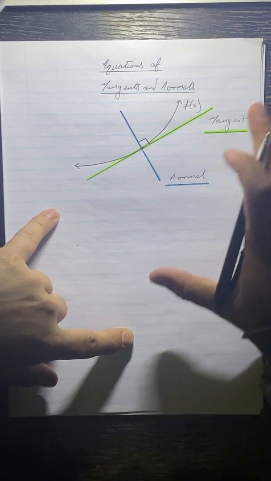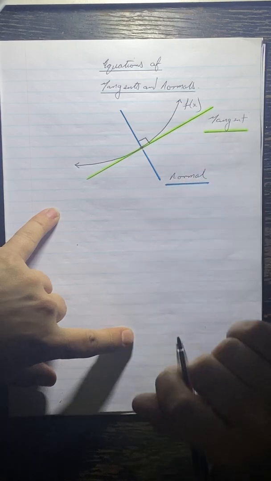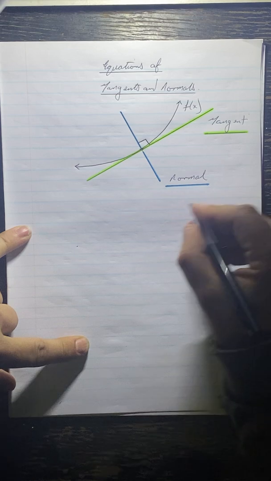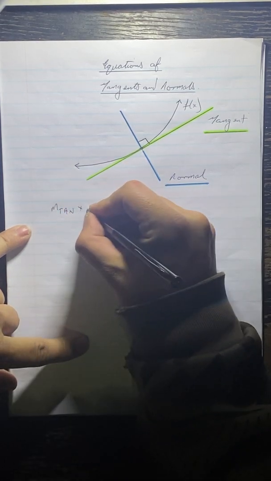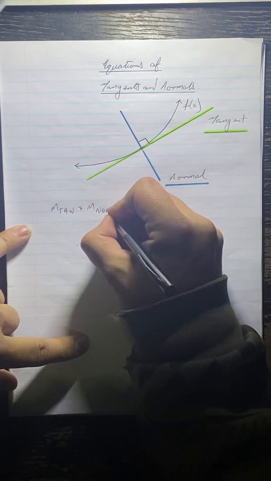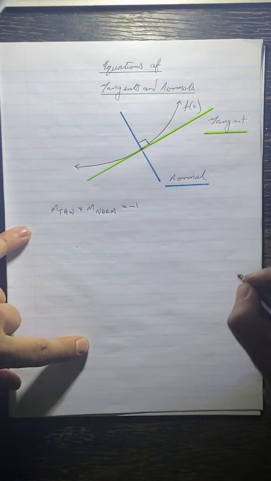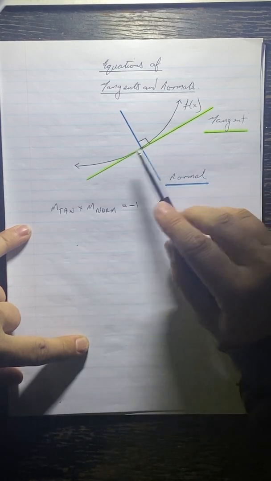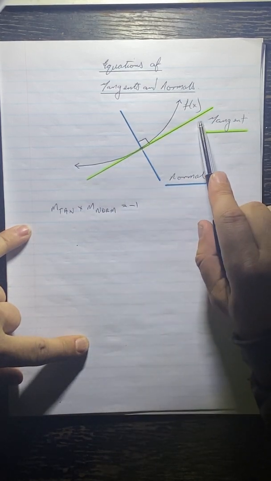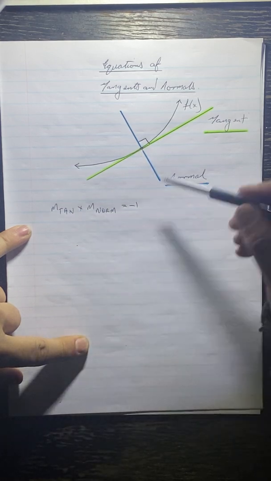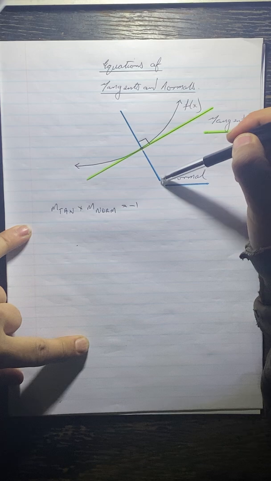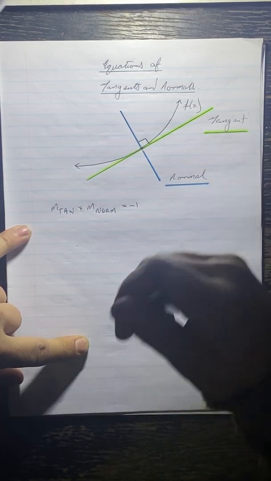So there is a relationship between the tangent and the normal because they are perpendicular, and this comes from your analytical geometry. We know that the gradient of the tangent multiplied by the gradient of the normal will be equal to -1. Now, how does that help us? Well, we can find the gradient of a tangent by finding the derivative. Then all we have to do is use this property to find the gradient of the normal, and then we can find the equation of the normal. So that is basically what we're going to do in this section.